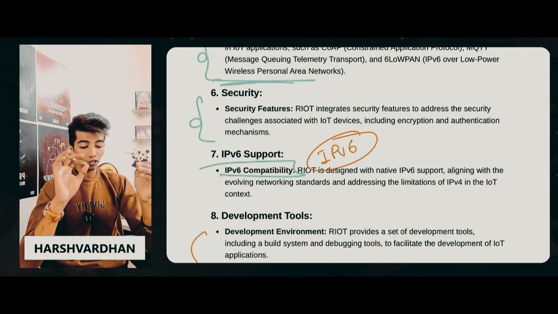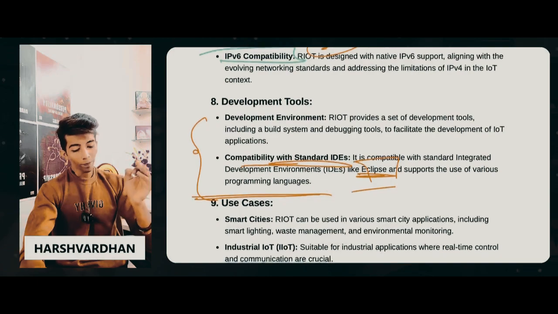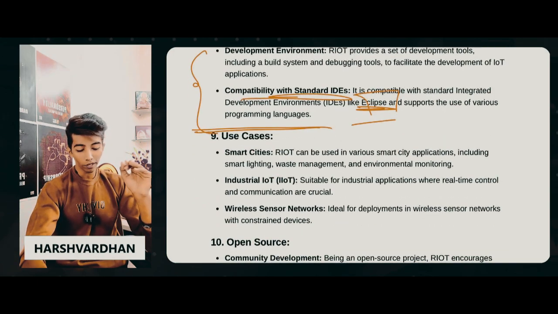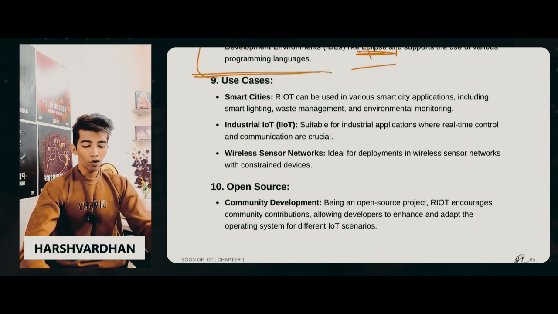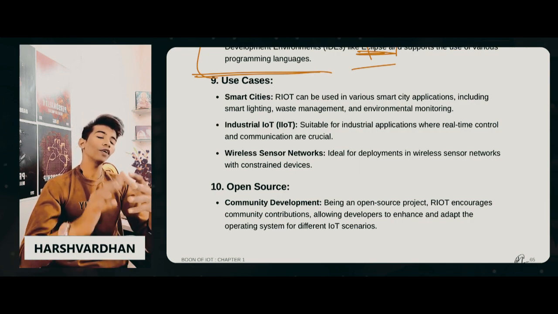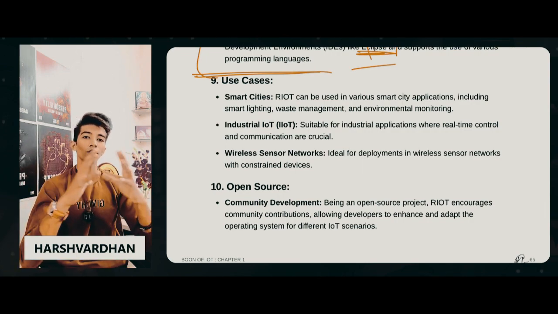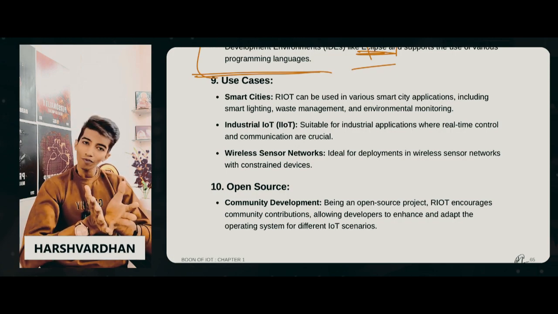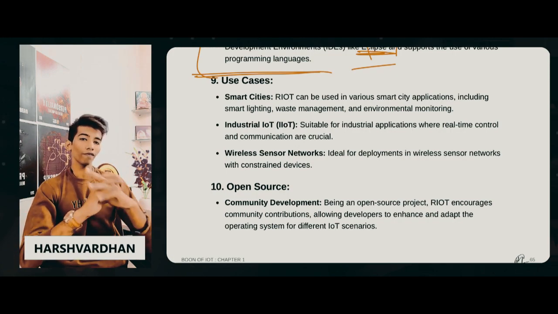IPv6 support is there, which is very important. Development tools are also provided, and use cases are in smart cities, industrial IoT, and wireless sensor networks. And the major thing is that it is open source. The code is publicly available for you all, so that it can be used by you to develop incredible applications.